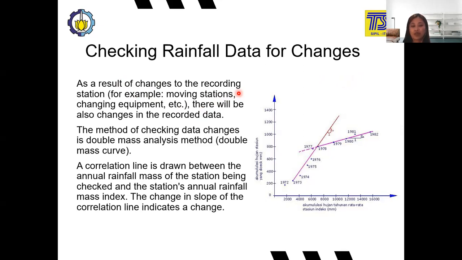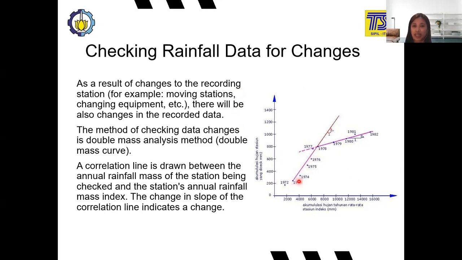For example, in one station, we have a rain gauge which is already old, so it's not accurate anymore. And then they decided to change it. And after they change it, the data become more accurate or better, and then the recorded data become different than the previous data.